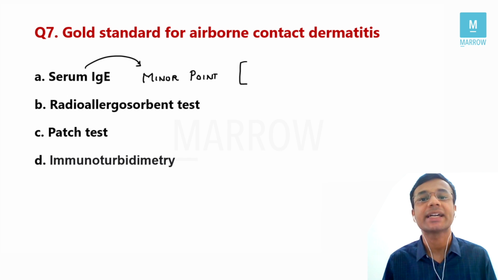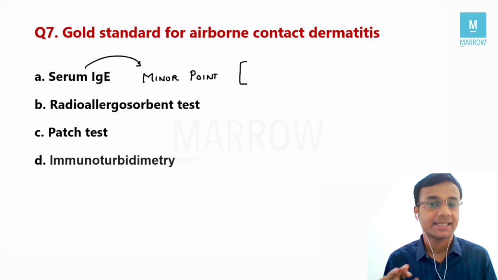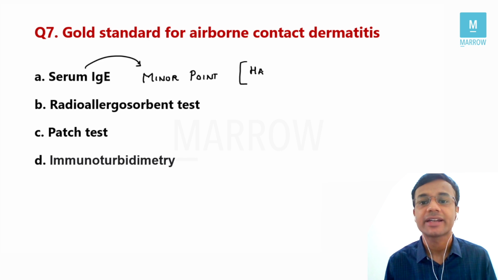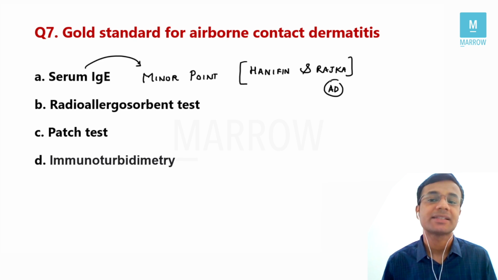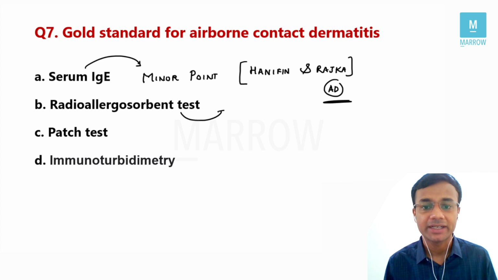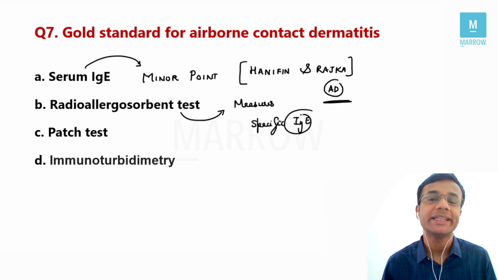Now what is the name of the diagnostic criteria for atopic dermatitis? It is called the Hanifin and Rajka criteria. The Hanifin and Rajka criteria for atopic dermatitis has major points and minor points. Serum IgE is a minor point in the diagnosis of atopic dermatitis. What is the radioallergosorbent test? This is one important test which is used to measure specific immunoglobulin E.